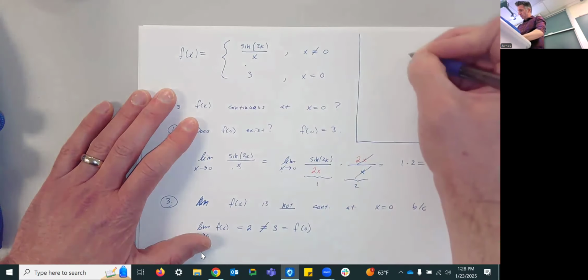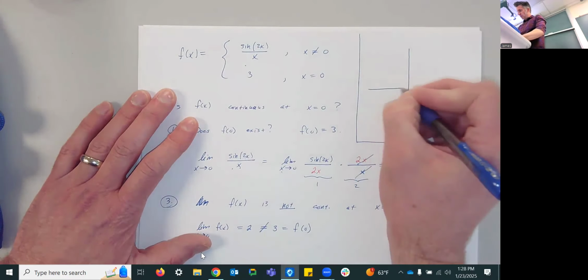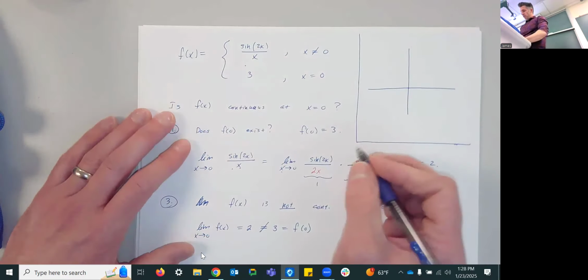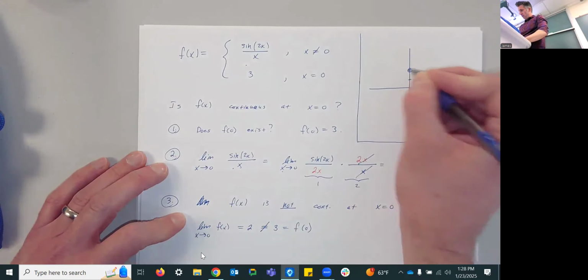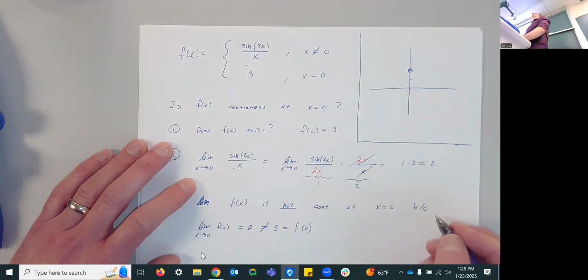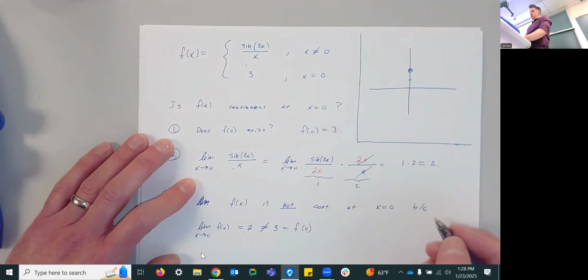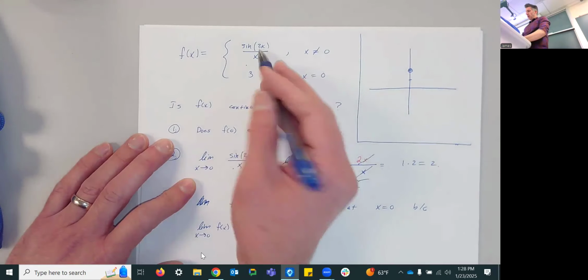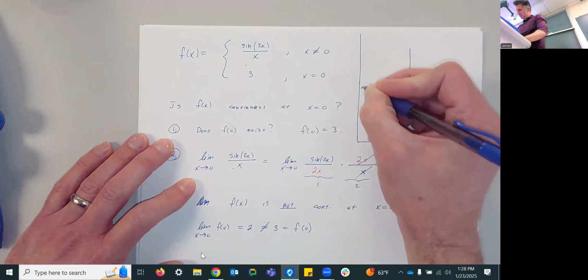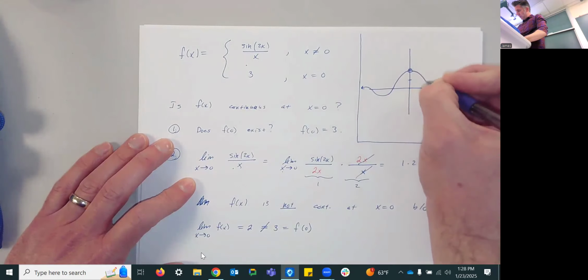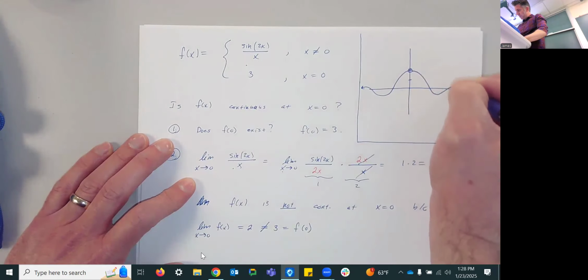So here is kind of what the function looks like. Sine of 2x divided by x, well, we just said the limit was 2. So 1, 2. Bear with my not excellent drawing here. It looks vaguely like this, and it's symmetrical on either side. So it looks kind of like that.